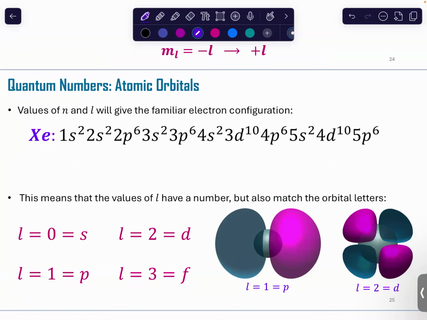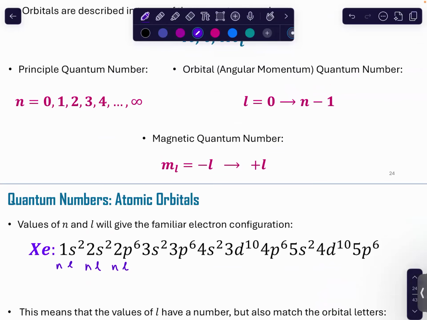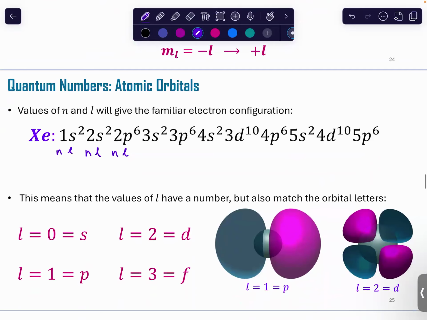So just as an example, we have the xenon ground state configuration. Each one of these, 1s, that's going to be n and L, 2s, n and L, 2p, n and L, and so on. So let's talk about our values for L. We see up here that they can go from 0 to n minus 1. So for n equals 2, that's going to go 0 to 1. So in n equals 2, we have s and p subshells because L equals 0 and 1.